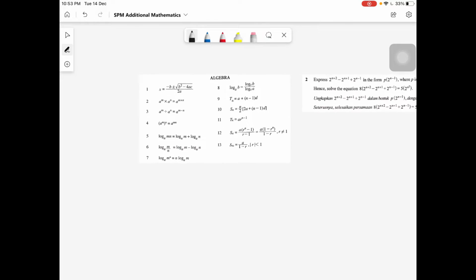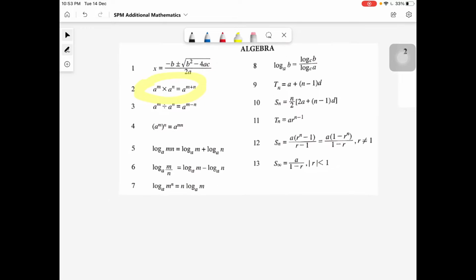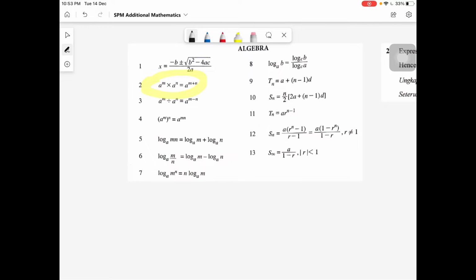But before we begin this question, let's have a quick recap of our algebra formula. And this equation can be found in your equation sheet. So, a power m multiplied by a power n equals a power m plus n.